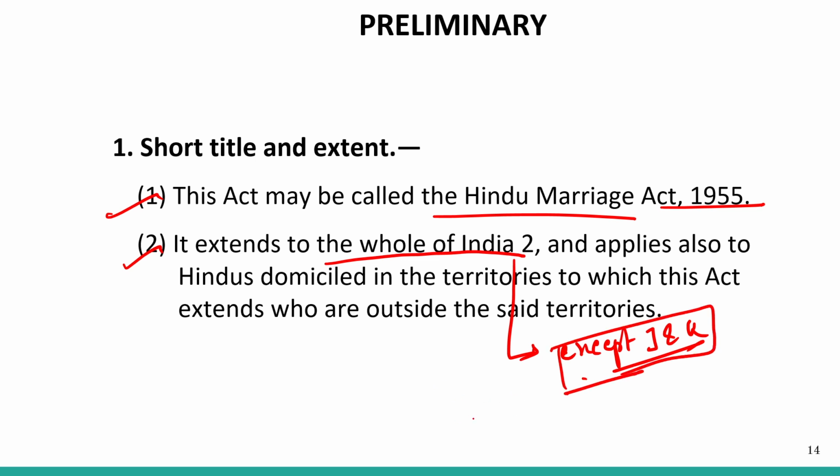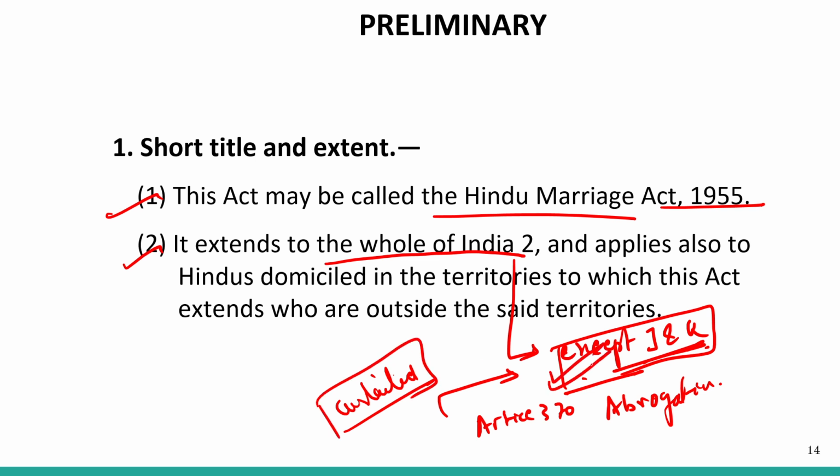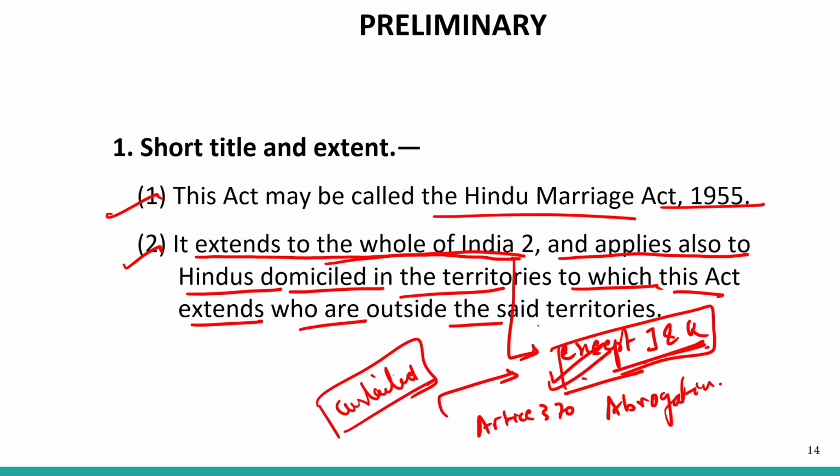But after Article 370 was abrogated, and the special privilege that was given to Jammu and Kashmir has now been curtailed, the Act became applicable to Jammu and Kashmir also. So now it is applicable to the whole of India. Okay, now it is applicable to the whole of India and applies also to Hindus domiciled in the territory to which this Act extends, who are outside the said territories.